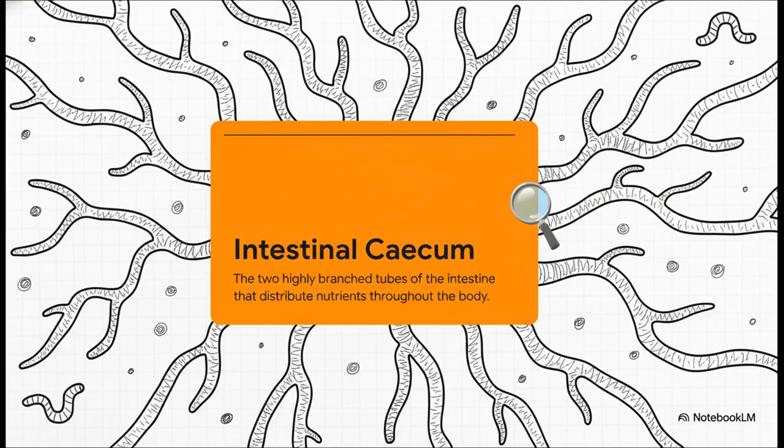These two big branches have a special name, the intestinal caecum. And look at how they spread out, like the branches of a tree, all through the body. This is so important because this worm has no circulatory system, no blood vessels. So this branched gut does the job of delivering nutrients to all of its tissues.